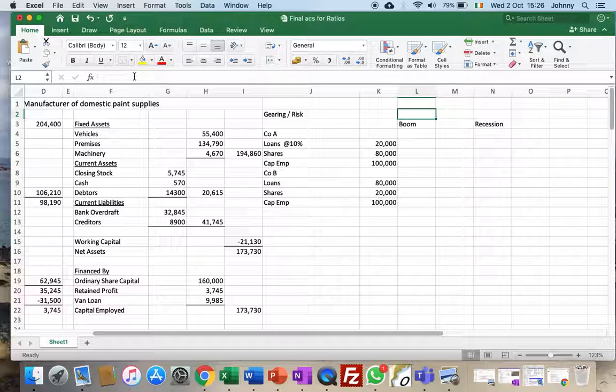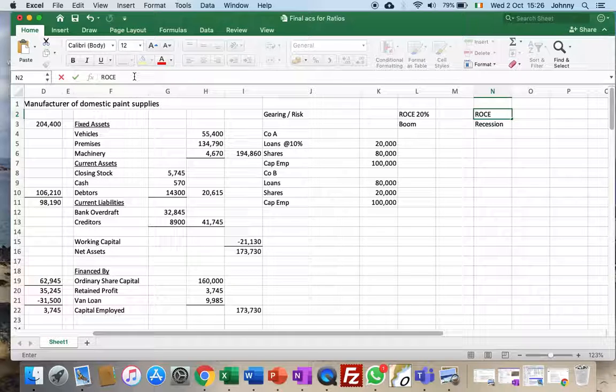We already looked at how we're going to measure this boom and recession. If times are really good, we're making really good profit. We looked at some of the formulas and at profitability ratios, so we're going to use return on capital employed as a way of measuring boom or recession. In a boom, we're making loads more profit than you would have made in the bank, so let's say 20% is our boom return on capital employed. In a recession, we're really struggling. We're making some profit, but it's not great, so we're going to say 3%. So it's very low profit.